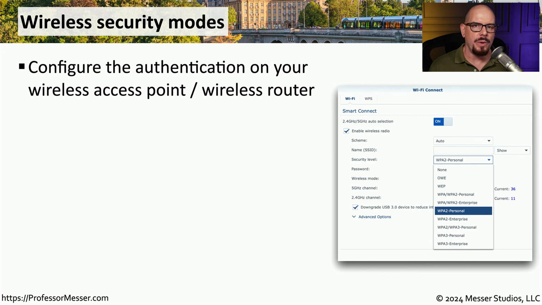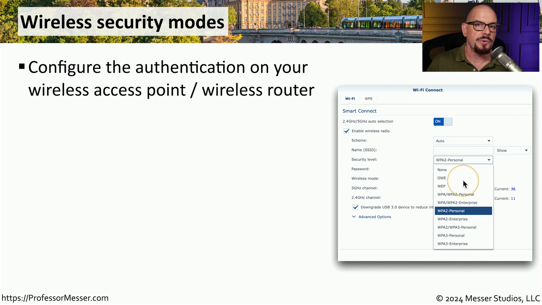There are many different ways to configure security on a wireless network, and if you look at the configuration of your access point, you may find that there are a number of different options that you could choose from. For example, on this access point, the security level is currently defined as WPA2 Personal. This access point can also disable security.